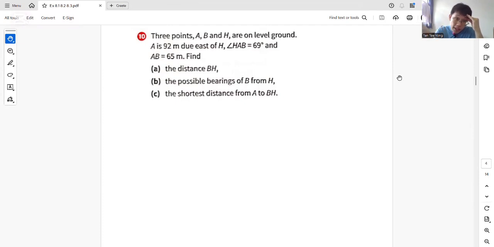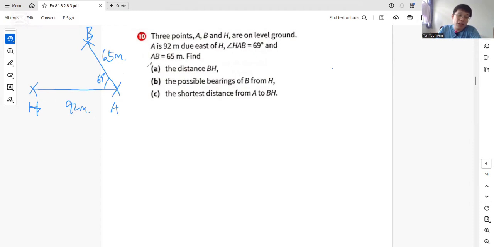So A, B, and H are on level ground. A is 92 meters due east of H. So what it means is, we're going to draw H first, H over here, and then A is due east of H, so A is over here, and this is 92 meters. Then they say HAB is 69 degrees, so this is 69 degrees, and then AB, so B is over here, and this is 65 meters.